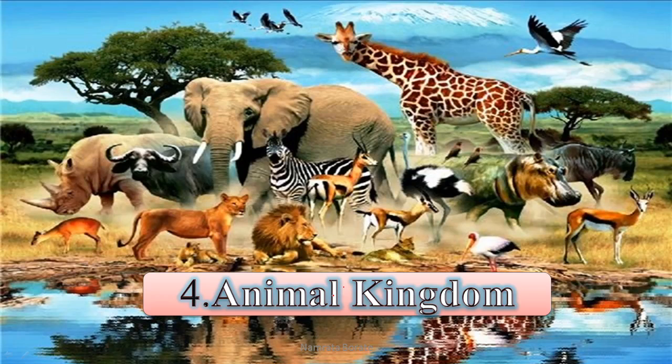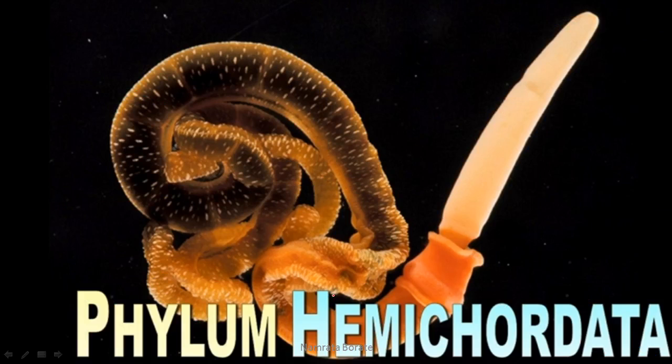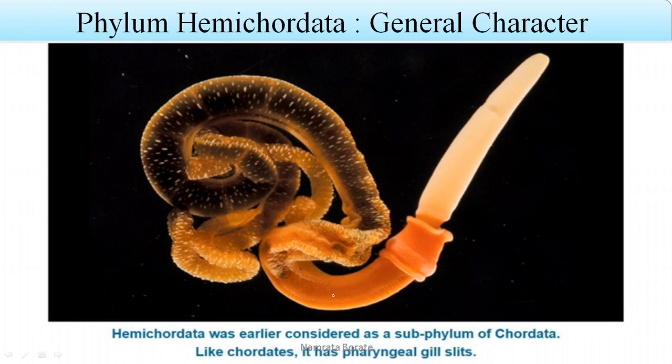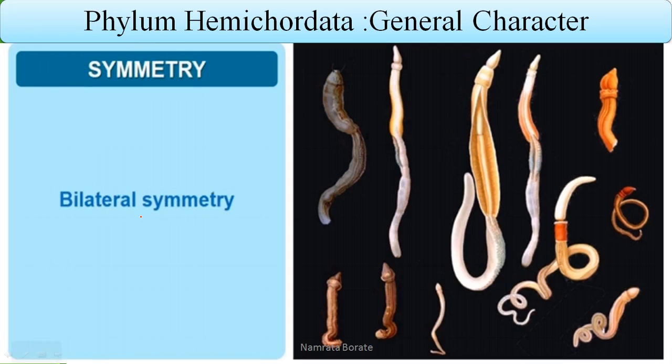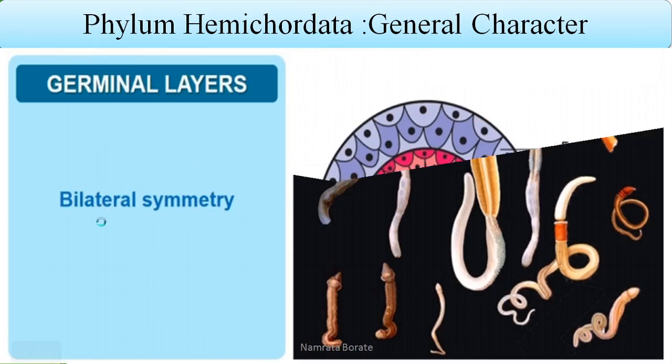Hello dear friends, we are going to continue the next part of the fourth topic, that's the phylum Hemichordata. This Hemichordata was earlier considered as a subphylum of Chordata. Like chordates, it has the pharyngeal gill slits. In the phylum Hemichordata, it shows the organ system level of organization. Second characteristic, it shows bilateral symmetry.